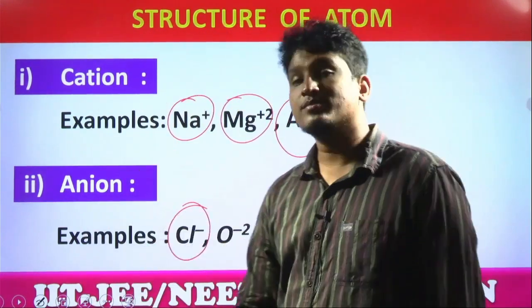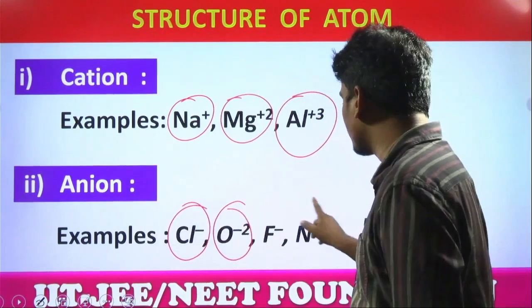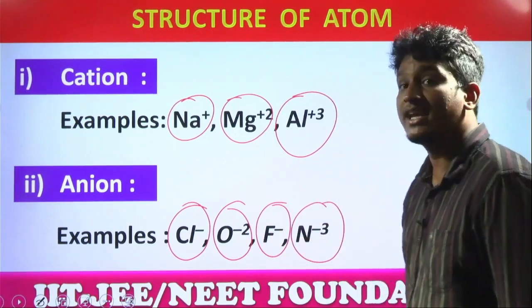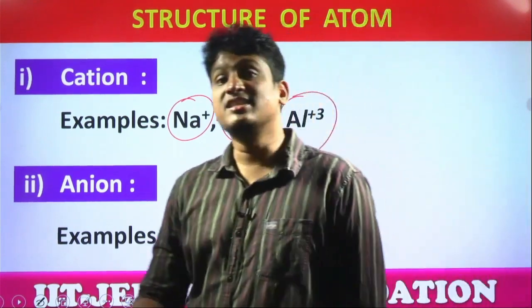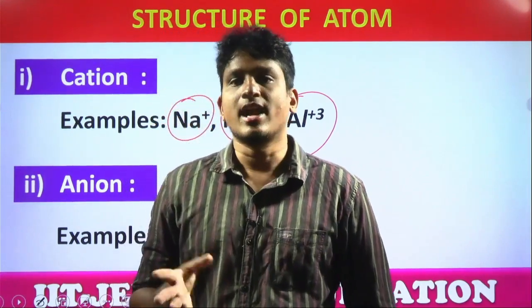Chloride ion forms when it gains 1 electron. Oxide, when it gains 2. Fluoride, you say F-, when it gains 1. Nitride, N-3, means when it gains 3 electrons. The point to remember is that cations form when an atom loses electrons.